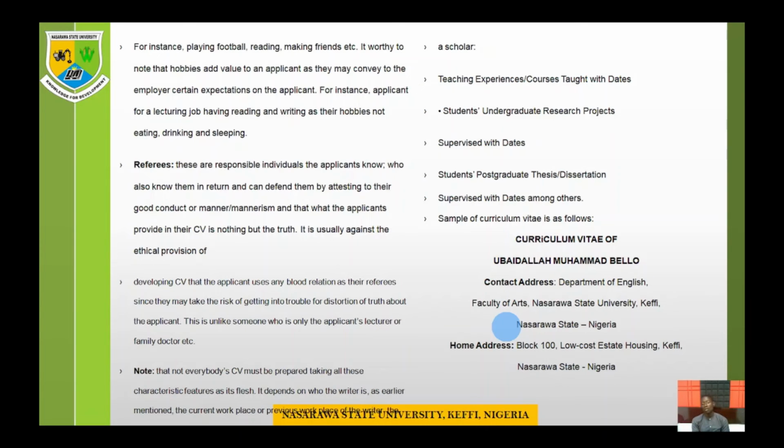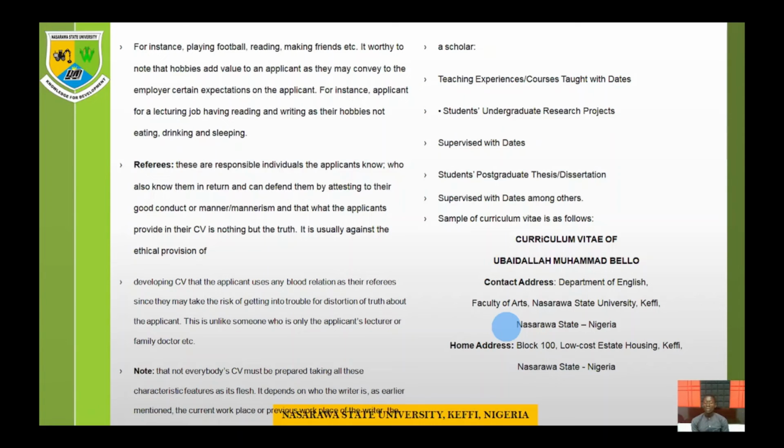It is usually against the ethical provision of developing a CV that the applicant uses any blood relations as their referees. You do not use your father as your referee or your mother, because they can simply lie. They can go to jail with you. They can sacrifice. But if I do not know you as my relation, we are not related by blood, I only know you as a friend, and you are using me as your referee, whatever it is, I will say the truth about you, because I can't accept going to jail because of you. So this is why the ethical thing to be held here is that you do not use your blood relation as your referee. So these are very important for you to take note of.